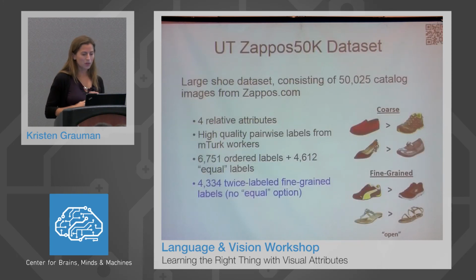Okay. So to try and test this fine-grained attribute comparison problem, we really needed some new data. We needed some high-quality, fine-grained visual comparisons. And so my student Erin Yu led this effort to collect this Zappos 50K data set that's available now. And you can look at this as a test bed for attributes in general and specifically for fine-grained attribute prediction.